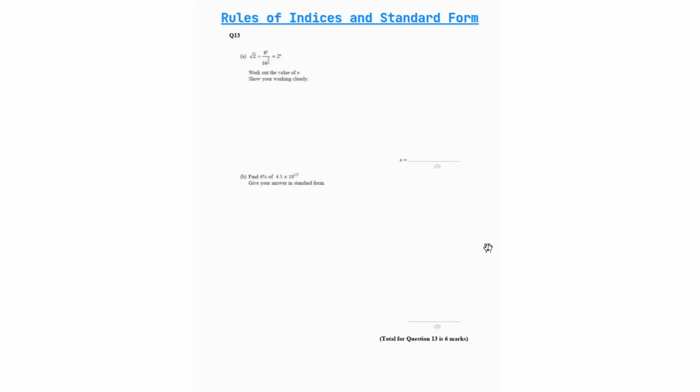Then it says root 2 divided by 8 cubed over 16 to the power of 3 over 2 is equal to 2 to the power of n. Work out the value of n. Show your working clearly. So this question is about the rules of indices. In these types of questions, when they have given one number as a prime number, which is 2 over here, and the other numbers come in the 2 times table, for us to further simplify this, we need to convert them into the base of 2.